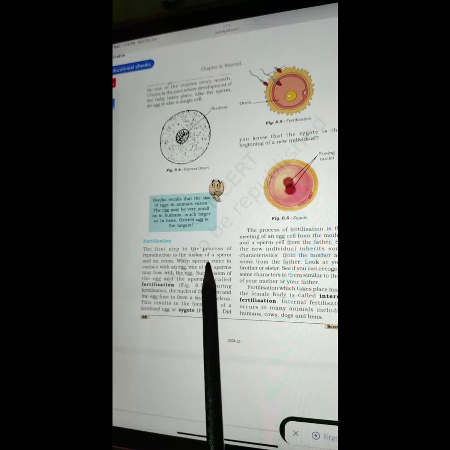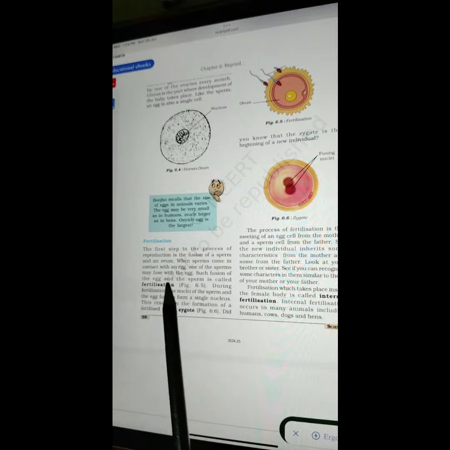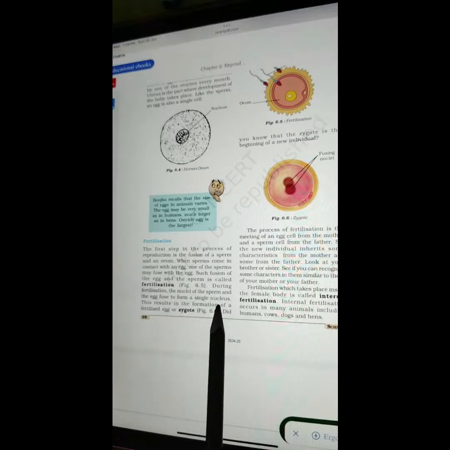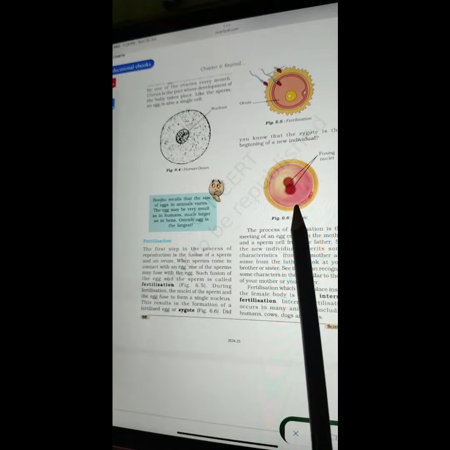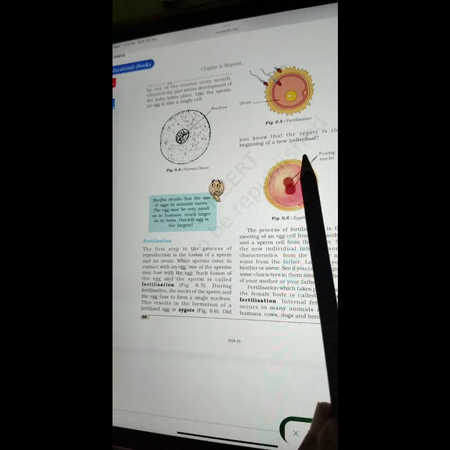Fertilization. The first step in the process of reproduction is the fusion of the sperm with an ovum. When sperms come in contact with the egg, one of the sperms may fuse with the egg. Such fusion of the egg and the sperm is called fertilization, shown to you in figure 6.5. During fertilization, the nuclei of the sperm and the egg fuse to form single nucleus. This results in the formation of a fertilized egg or zygote, shown to you in figure 6.6. Did you know that the zygote is the beginning of a new individual?